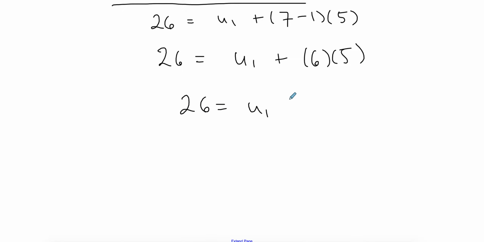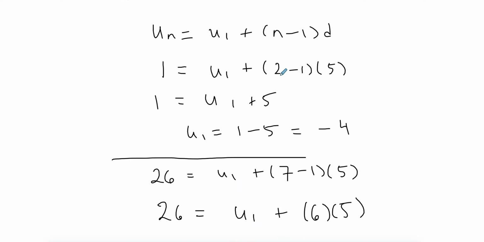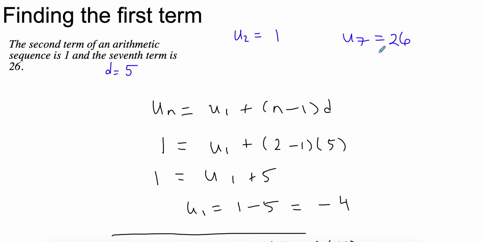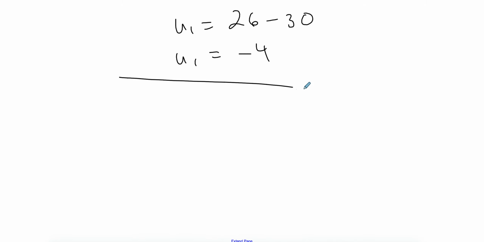I'm obviously going much more slowly here, so you can do it much quicker starting from this step. And then U1 is just 26 minus 30, and that would give you negative 4 as well. So we match the same answer. So negative 4.